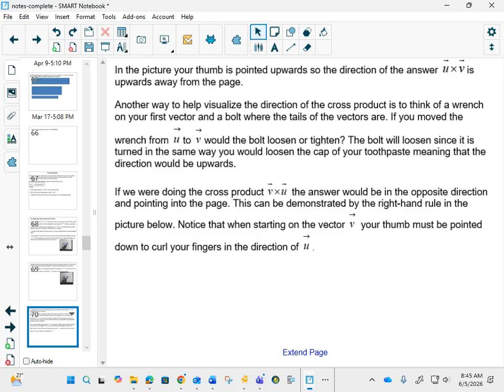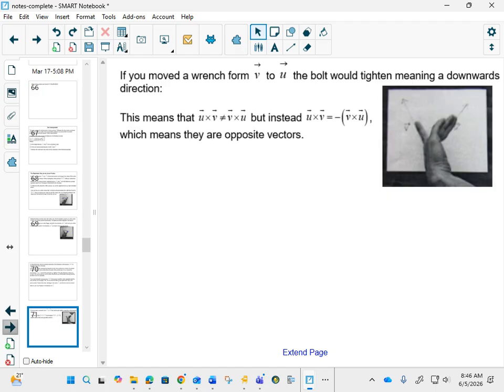So that could be another way to think about which way the vector's going. If you turn from u to v and it loosens the cap of your toothpaste, it's going to be coming out towards you. If you turn from u to v and it tightens the cap, the vector's going to be pointed inwards. So that's the right-hand rule, or the toothpaste rule. You can use it either way.